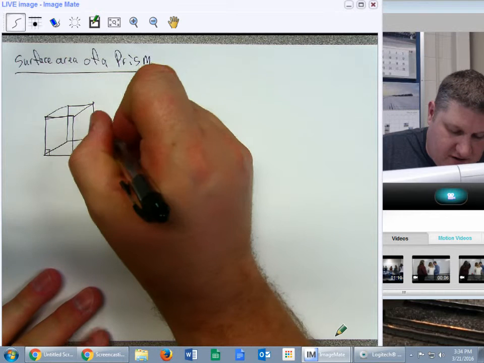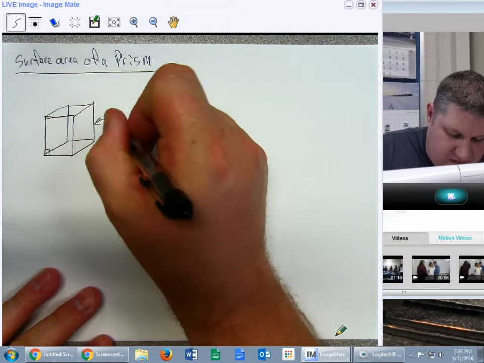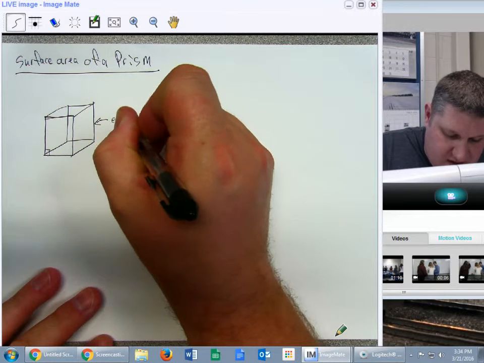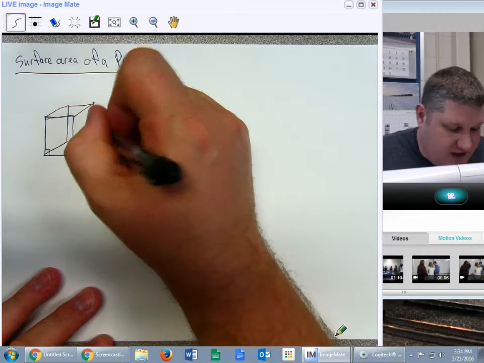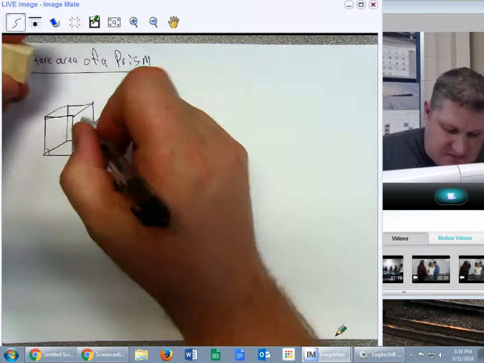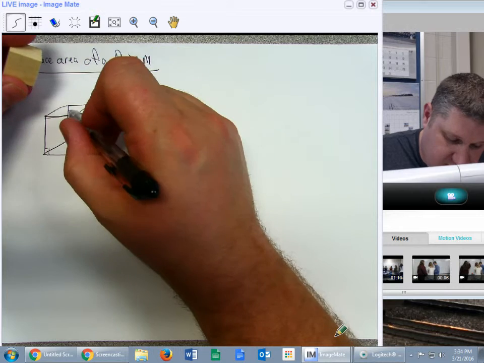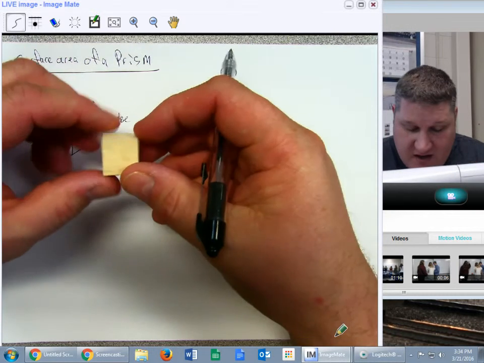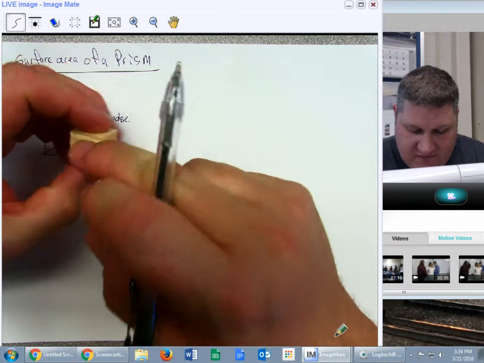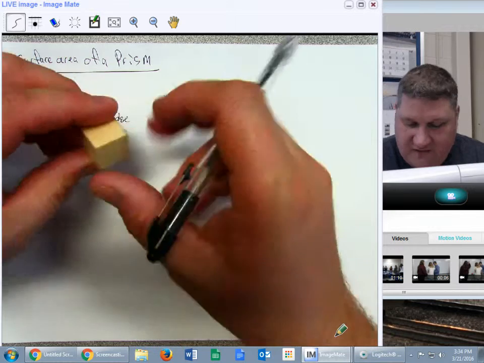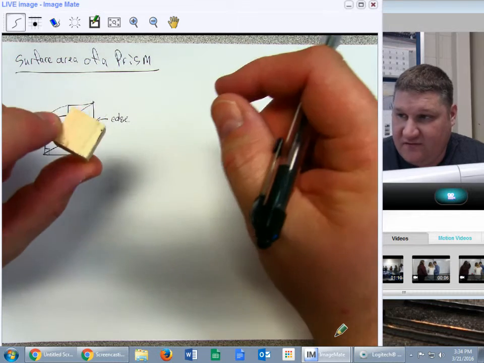Now, we do need to talk about a few things. With the prism, this is an edge. This edge is where two faces come together. So a face would be on this side, a face would be on the top. So for example, I have a face, a face, a face, a face, a face, and a face. So a cube has 6 faces here.